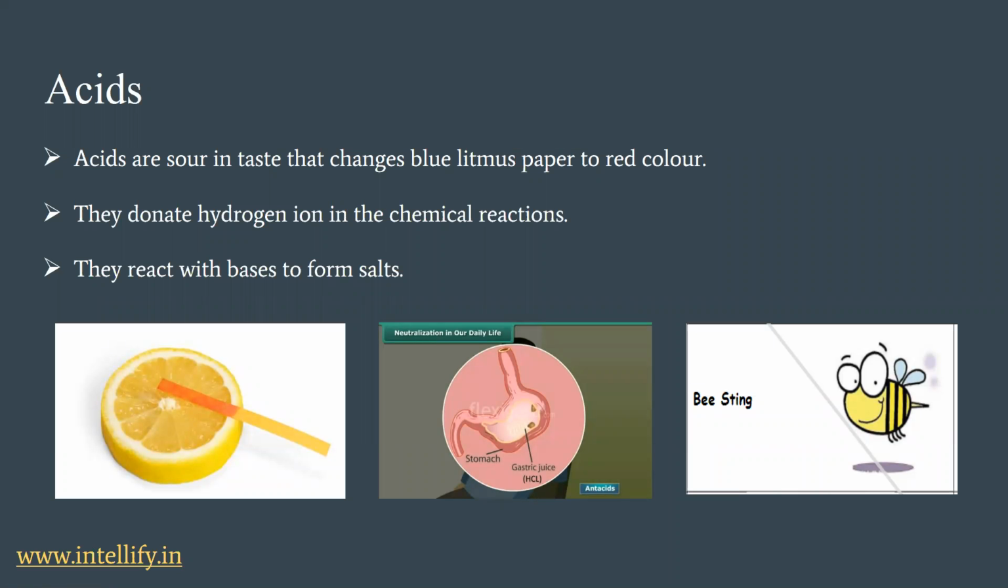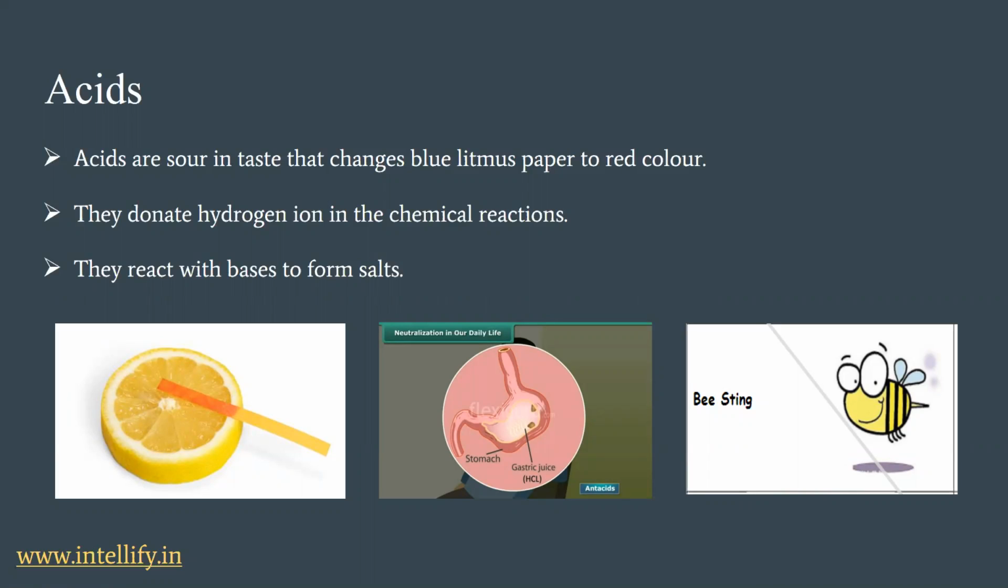Before we understand the chemical properties, let us know about acids and bases. What are acids? Acids are sour in taste and change blue litmus paper to red color. They donate hydrogen ions in chemical reactions. They react with bases to form salts.